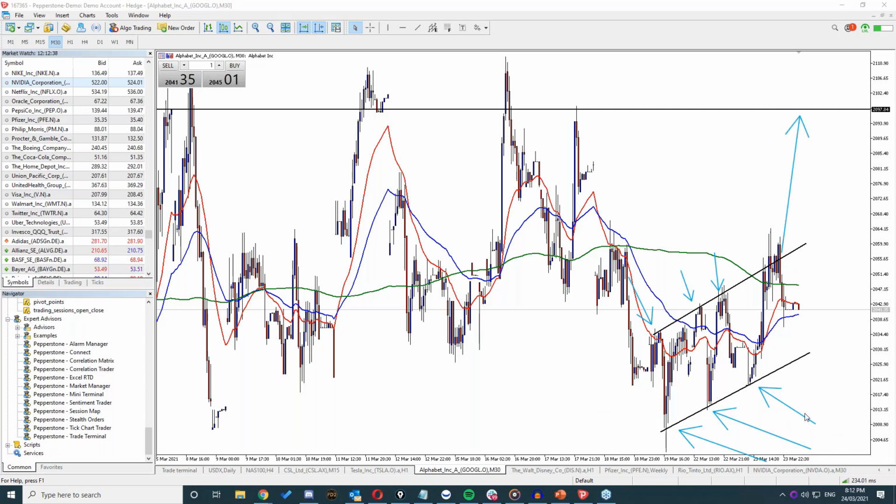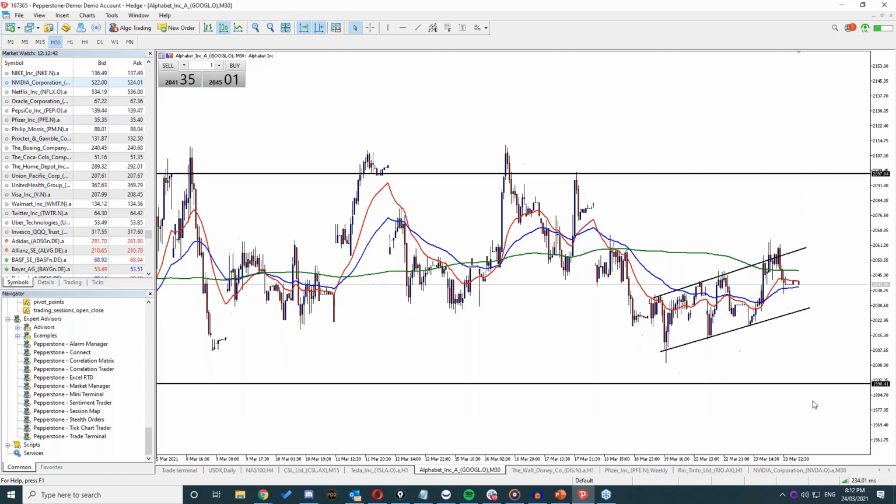So very, very important to identify the top resistance and the bottom support, and then look for those patterns in between. I mean, you can see prices right in the middle of this pattern at the moment, but a break of either side of this channel is going to give us a good opportunity, and you know exactly where your take profit's going to be.